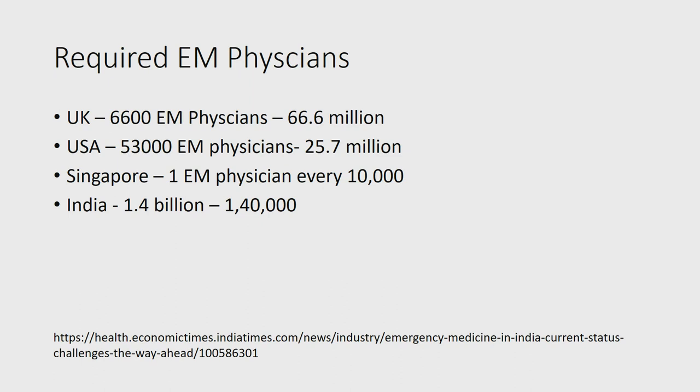So what is the overall manpower required? We can see the data from various developed countries. The UK currently has 6,600 EM physicians covering a population of 66 million. The USA has around 50,000 EM physicians to take care of a population of 25 million. In Singapore, there is one emergency physician per 10,000 population. But as per data, for covering 1.4 billion population, we need around 1,40,000 EM physicians for emergency care.